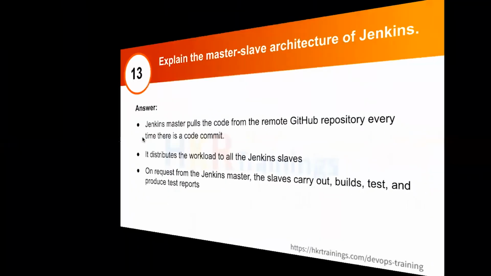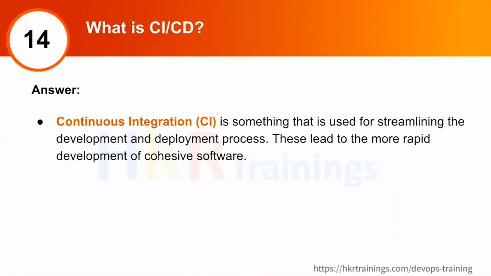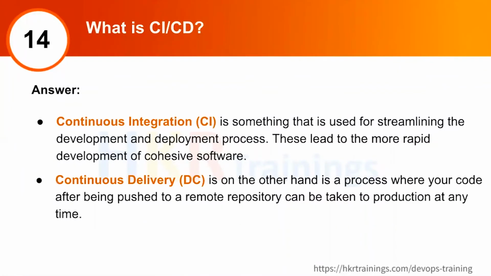Okay, moving to the next one. What is CI/CD? CI is nothing but continuous integration, and it is used for streamlining the development and deployment process. This leads to more rapid development of cohesive software.